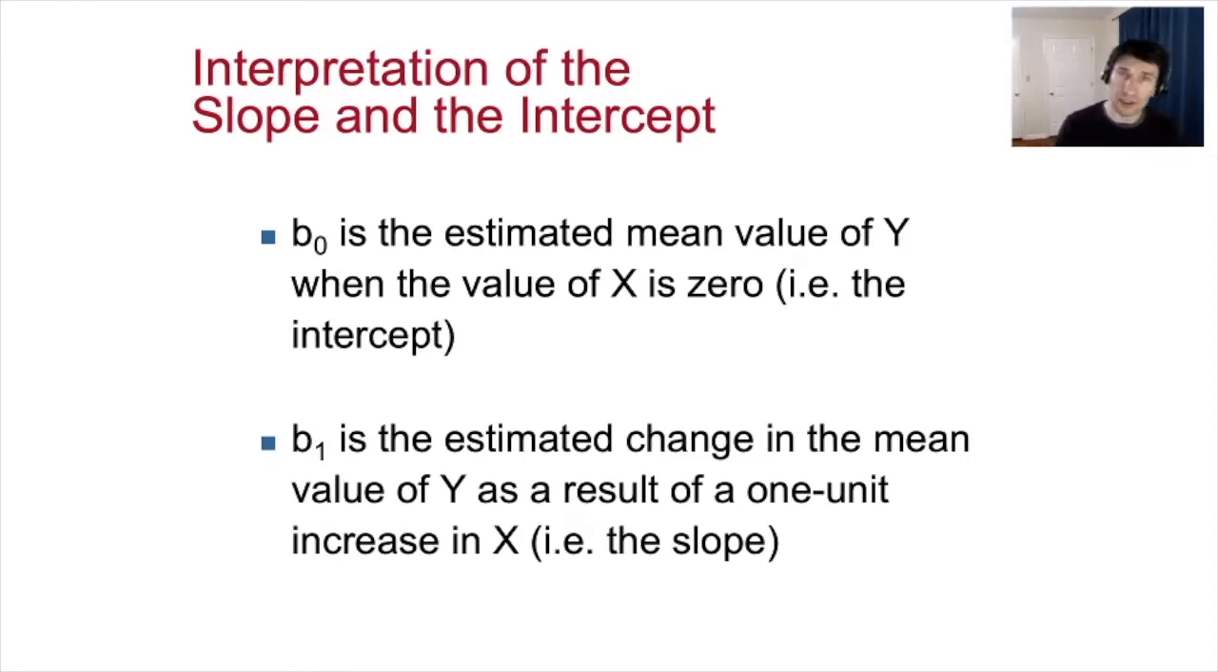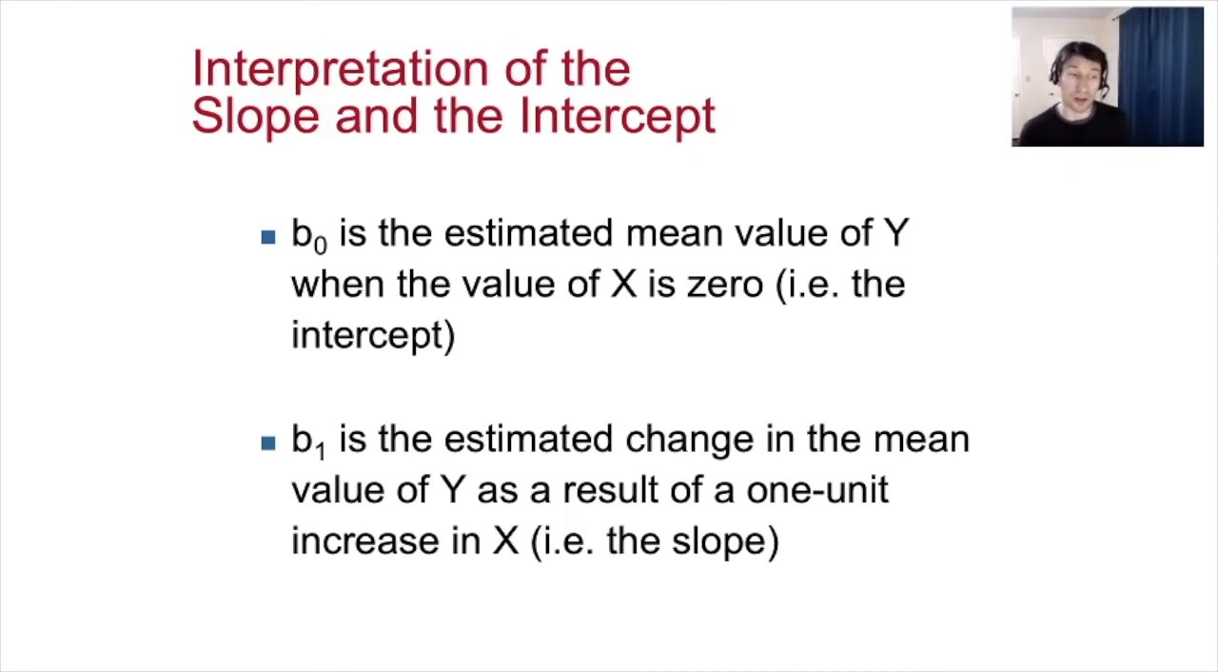Now, hopefully by this point, you've developed an intuition for what the regression line is. Now let's talk just a little bit more about what the interpretation of the slope and the intercept of this line are. The intercept, b0, is the estimated mean value of y when the value of x is 0. This makes perfect sense because if x is equal to 0, the equation just becomes b0 alone. So that is the estimated value of y when x is 0.